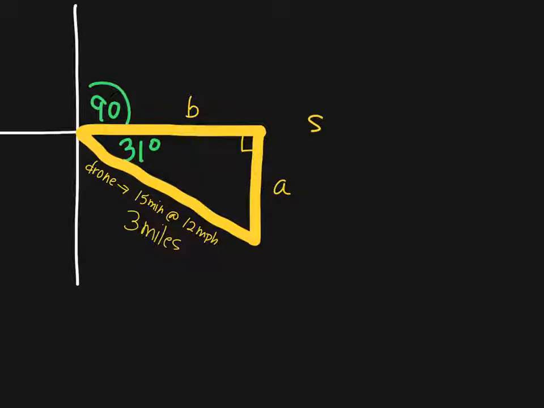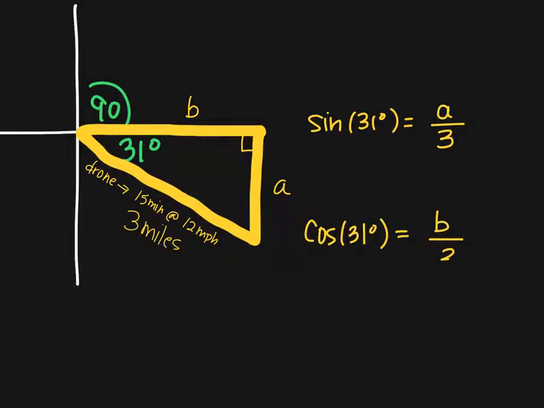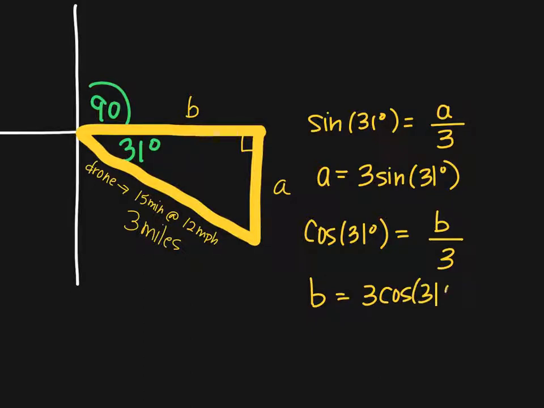So we would have sine of 31 is A over the number 3, and I could cross multiply because my hypotenuse was 3. And I'd have cos 31 is adjacent over hypotenuse, which is B over 3, and I'd cross multiply to figure those out. So when I cross multiply, A turns out to be 3 sine 31 degrees. And B turns out to be 3 cos 31 degrees.